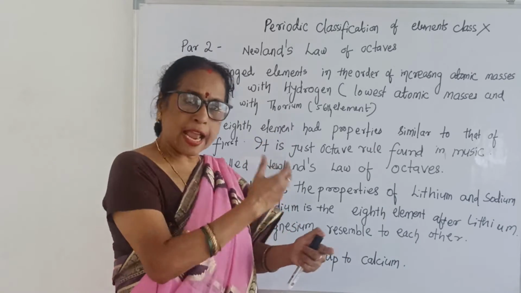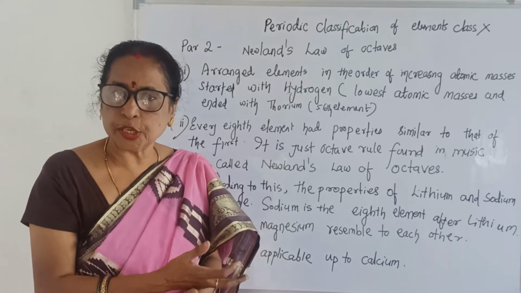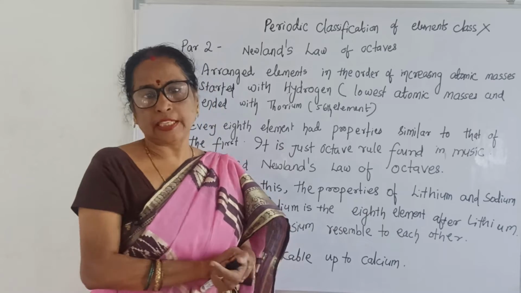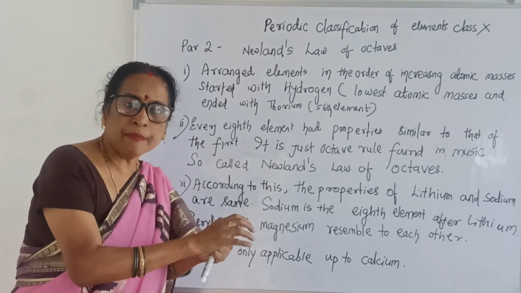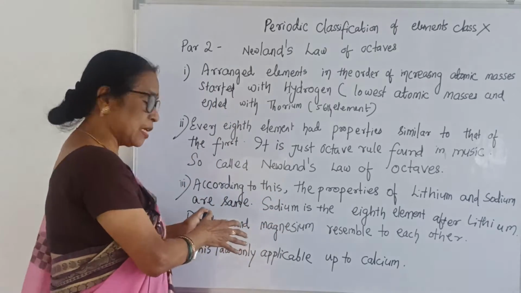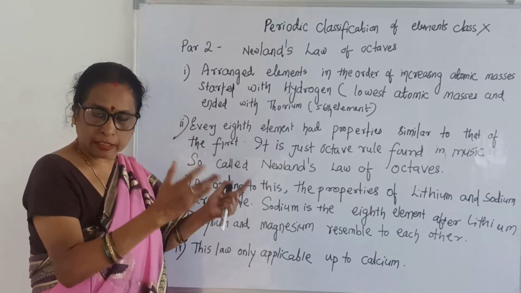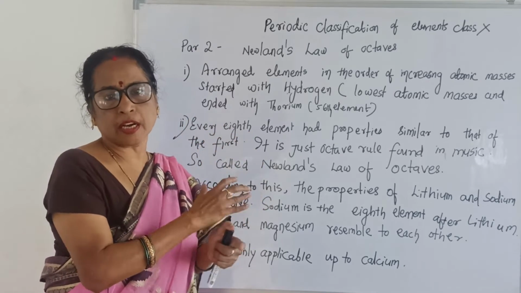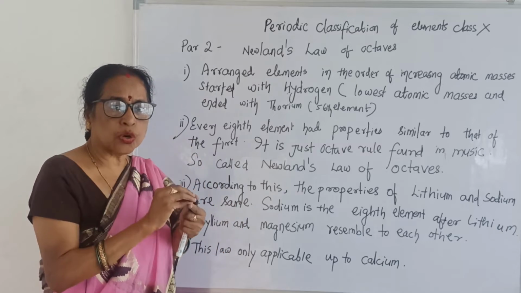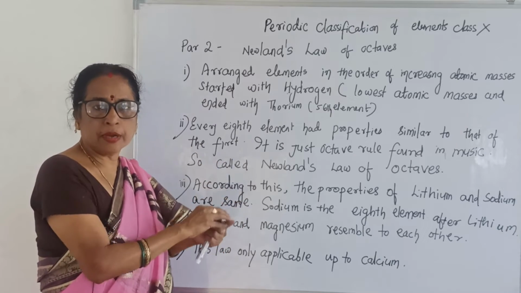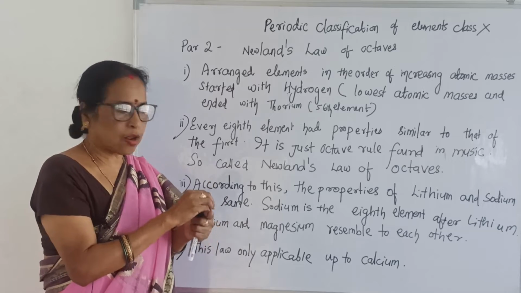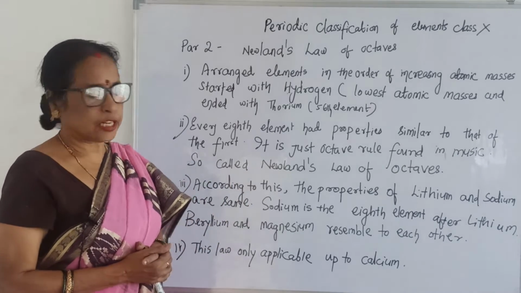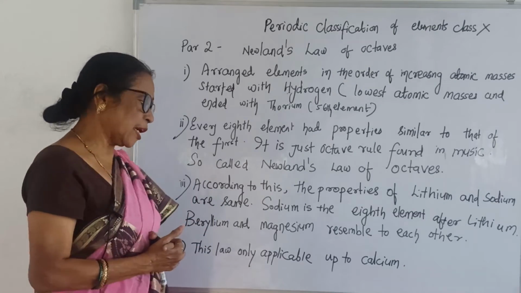Similarly he observed the 8th element after beryllium is magnesium. That means beryllium and magnesium have similar characteristics, whereas lithium and sodium have similar properties. That means sodium is the 8th element of lithium, and magnesium is the 8th element of beryllium. So this law is applicable up to calcium.